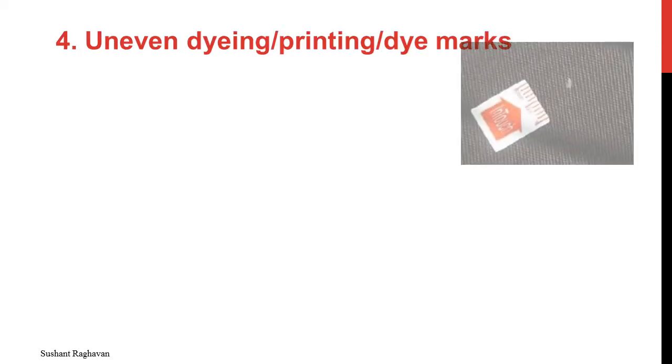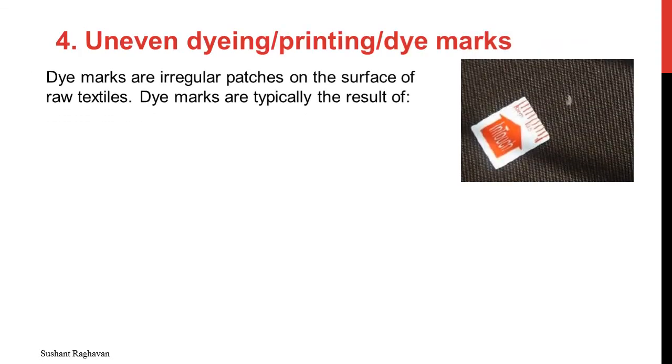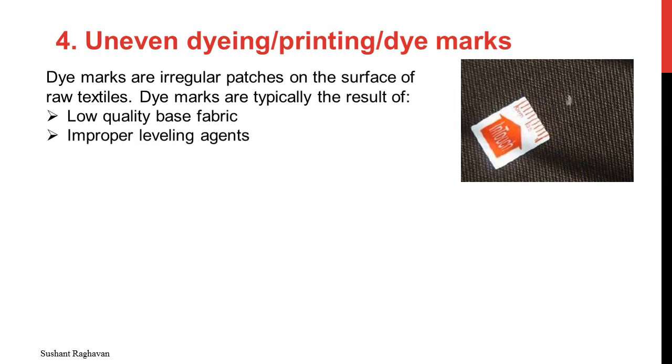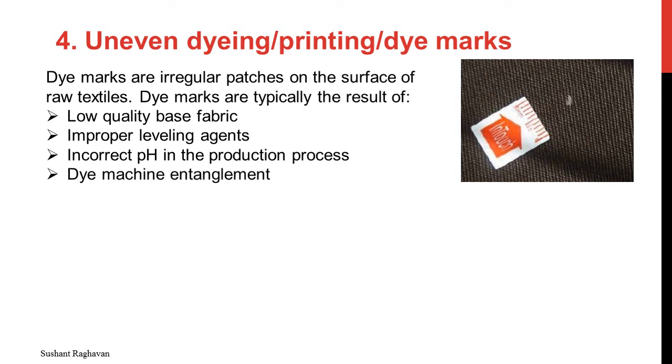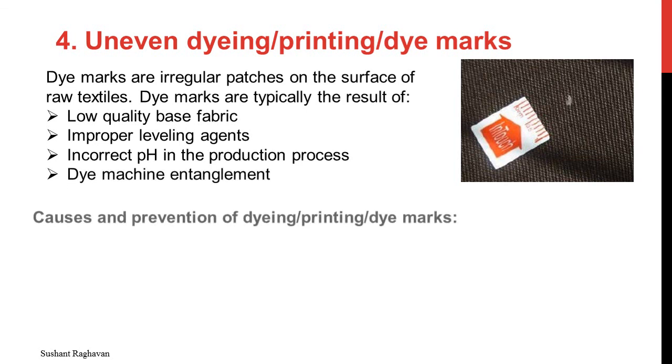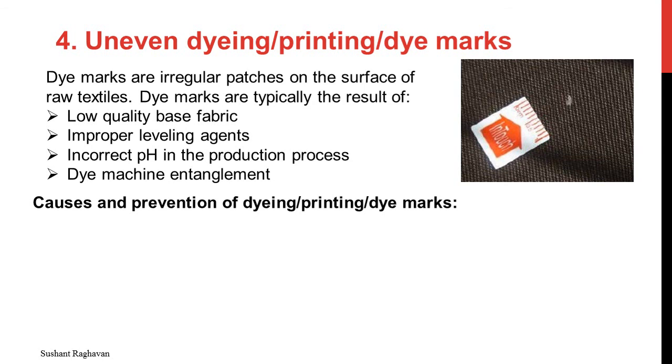Uneven dyeing, printing, dye marks. Dye marks are irregular patches on the surface of raw textiles. Dye marks are typically the result of low quality base fabric, improper leveling agents, incorrect pH in the production process, or dye machine entanglement. Causes and prevention of dyeing printing dye marks.